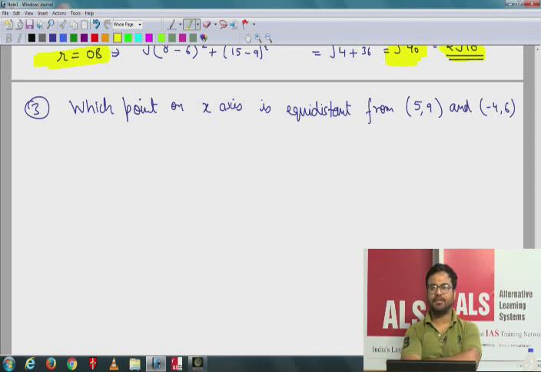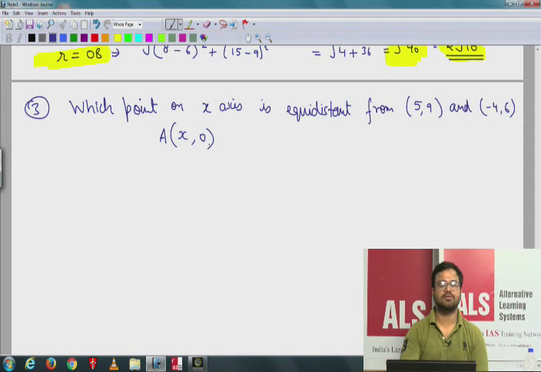Now the hint for this question is, the point is on the x-axis. It means the y-coordinate of that point is definitely going to be 0. So you can take the point as, let's say A is on the x-axis. So the general coordinates of A would be x comma 0. The y value is going to be 0 since point A is lying on the x-axis. So it is x comma 0.